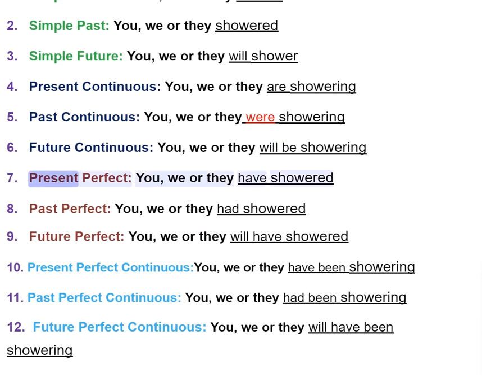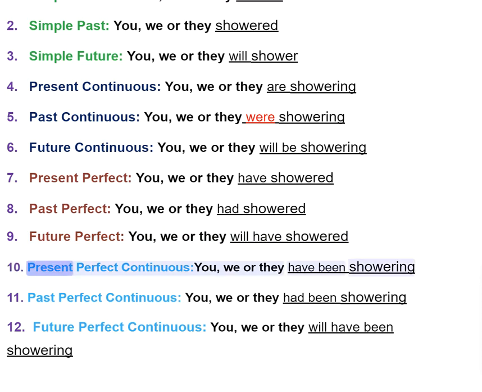7. Present perfect, you, we or they have showered. 8. Past perfect, you, we or they had showered. 9. Future perfect, you, we or they will have showered.